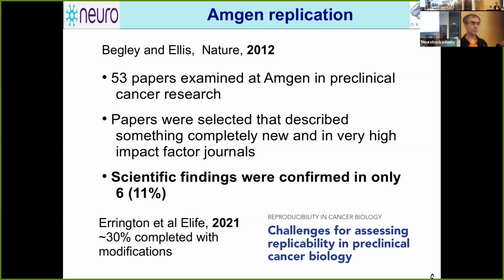Yeah. So that little pharma, Amgen, looked at 50 papers that had very interesting results for preclinical cancer research, and they were all in very high impact journals, and they tried to work for a couple of years to reproduce those results. And basically, when they couldn't, they asked the authors for help. When that didn't work, they went to the author's lab. It's a lot of work to actually reproduce.